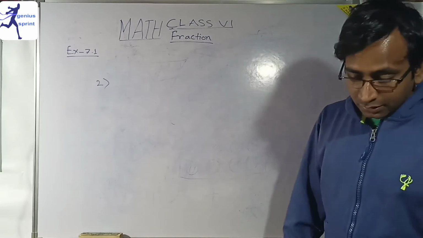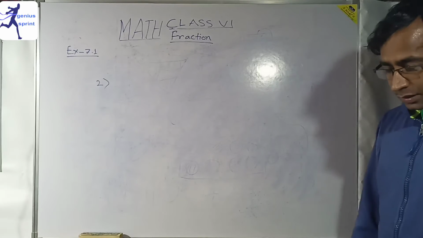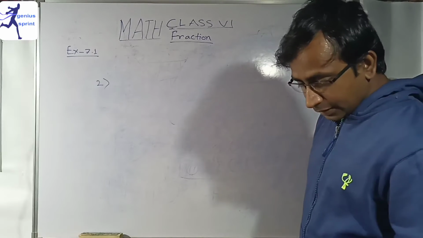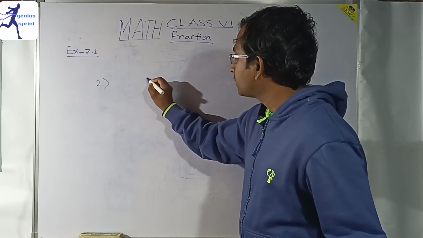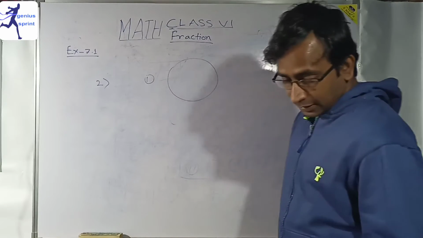Question number 2 says, color the part according to the given fraction. So we have to color these things. Suppose it is given that number one is, the circle is there.